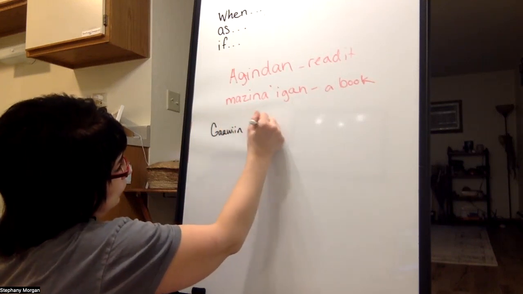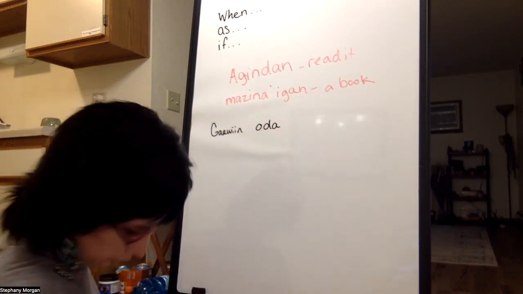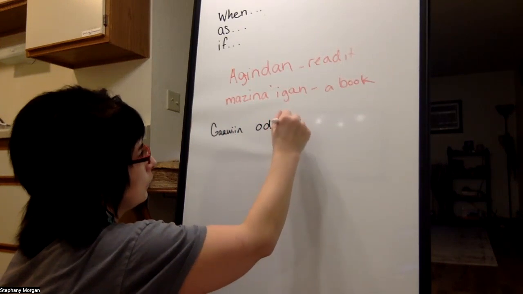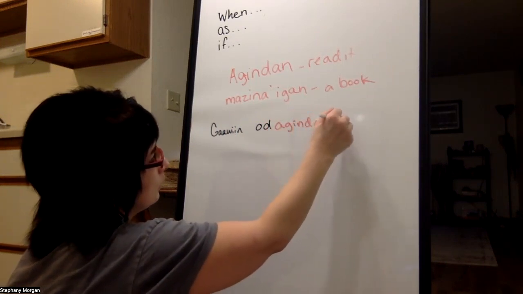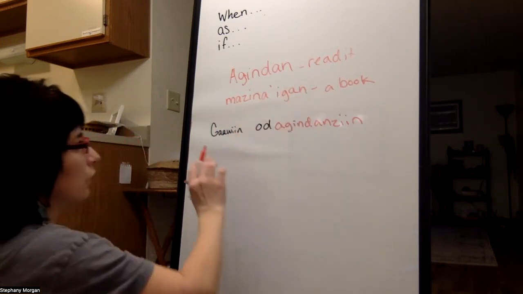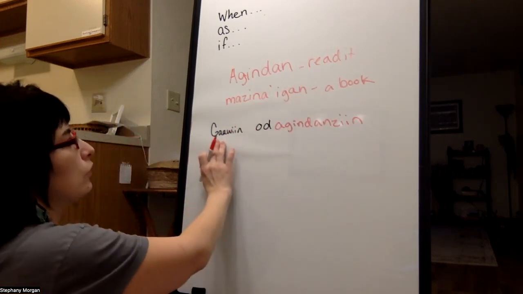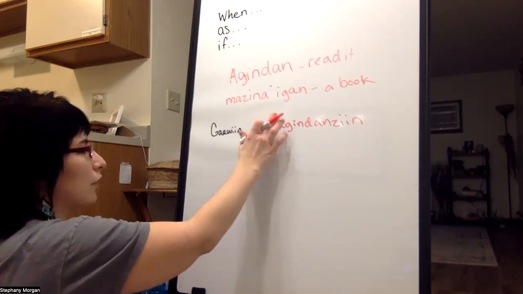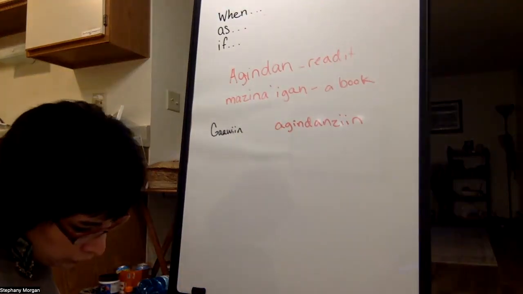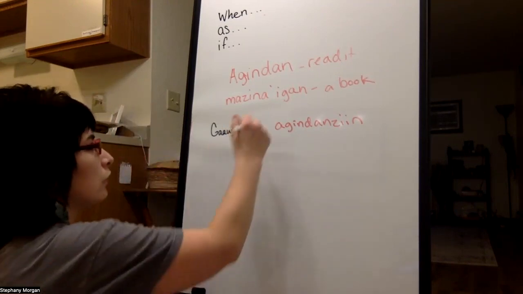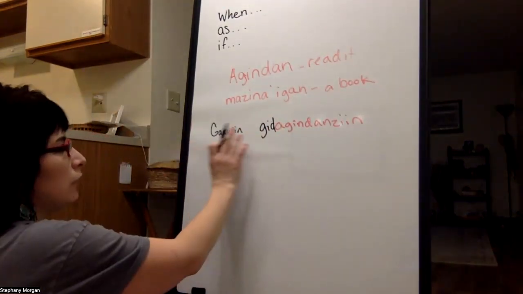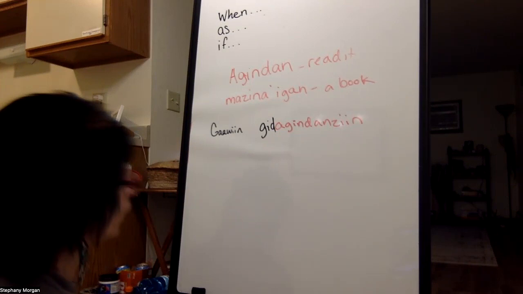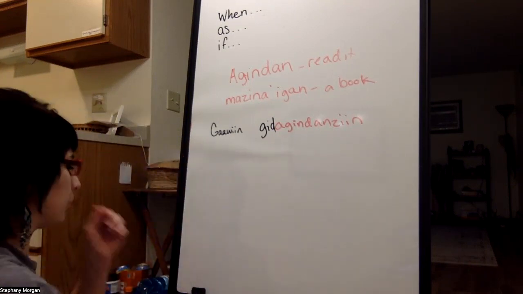Gawin odagindanzine mazinaigan. Gawin odagindanzine mazinaigan. You are no, sorry. This is no, he or she is not reading a book. For no, you are not reading a book, it would be Gawin gigindanzin. You are not reading a book. So I think I had it in my head. I wanted to do the B form for wean, and I wrote it out in A form.